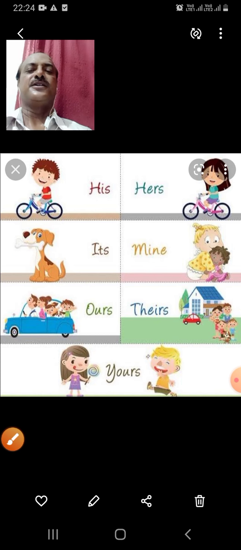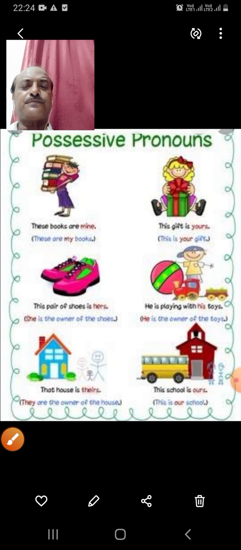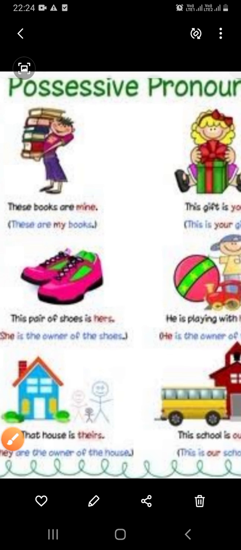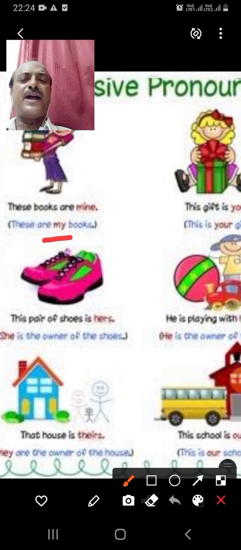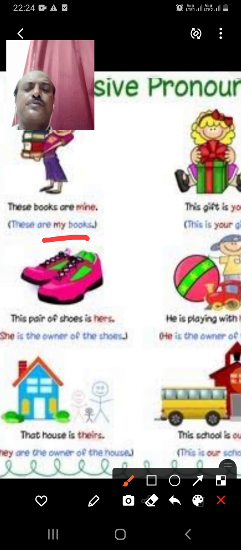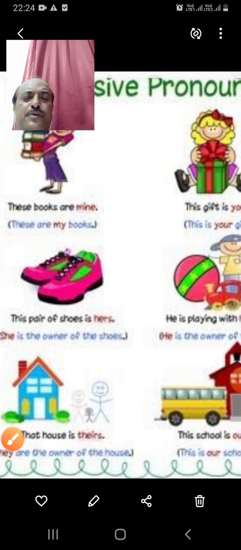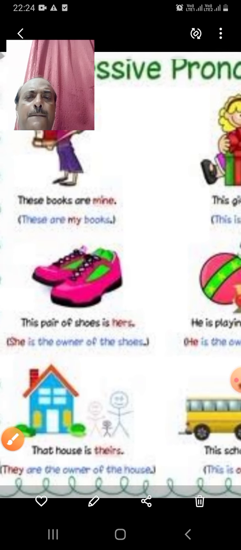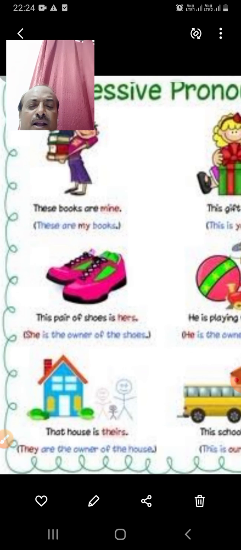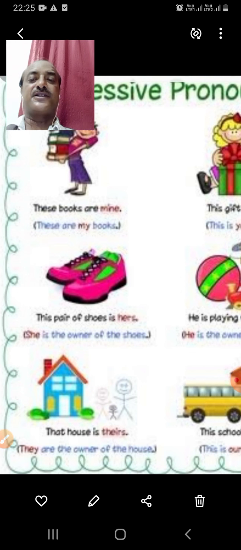So, students, these were some examples. Now, here you can see these books are mine, these are my books, that means I am in possession of it. This pair of shoes is hers. So here you can see, students, this shows that these shoes belong to her. That house is theirs, they are the owner of the house, that means this house belongs to them, it is in their possession.